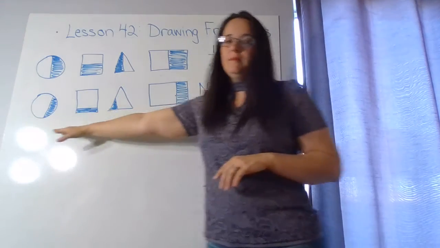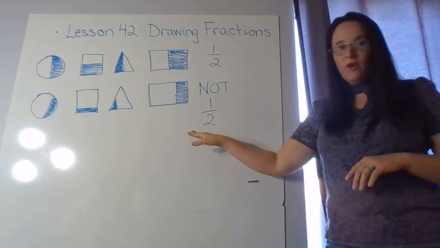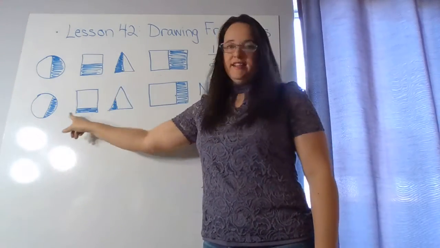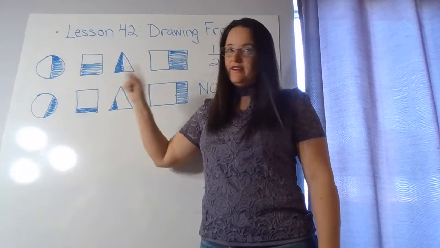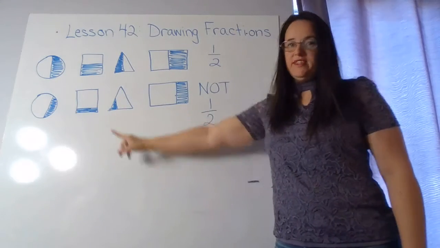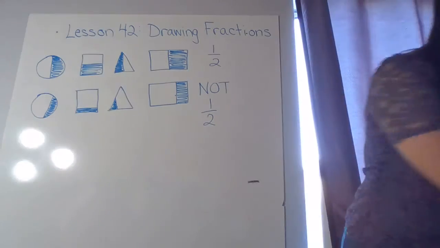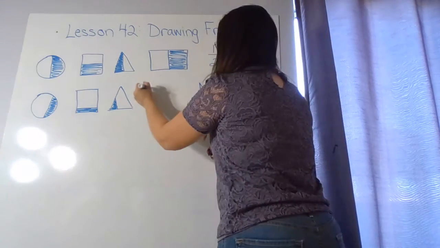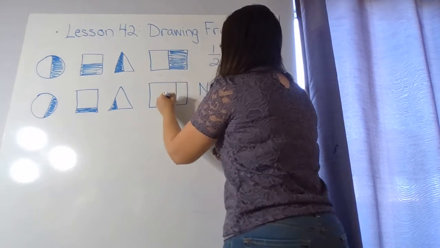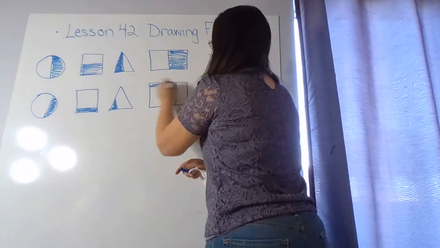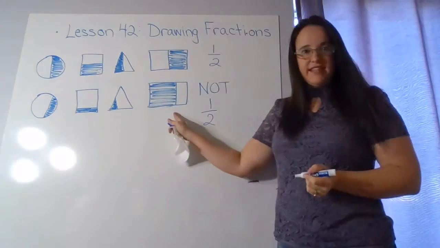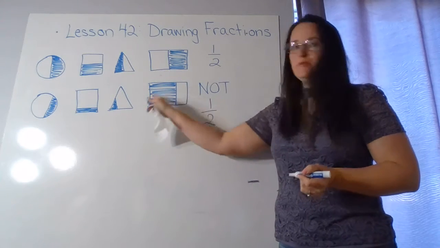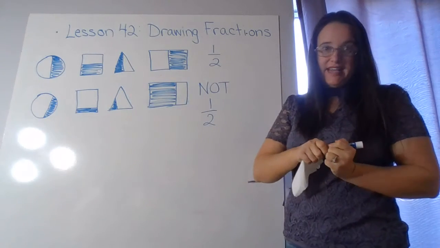Here I have a whole bunch of examples of what is not 1/2. This little sliver of a circle, not 1/2. Little tiny sliver of a square, not 1/2. Same thing with the triangle and the rectangle. I could flip this around. Here's my rectangle. I split it the same way I did before, but instead I shade in the big side. Now is that 1/2? No, it's still not 1/2 because my two pieces are not the same size.